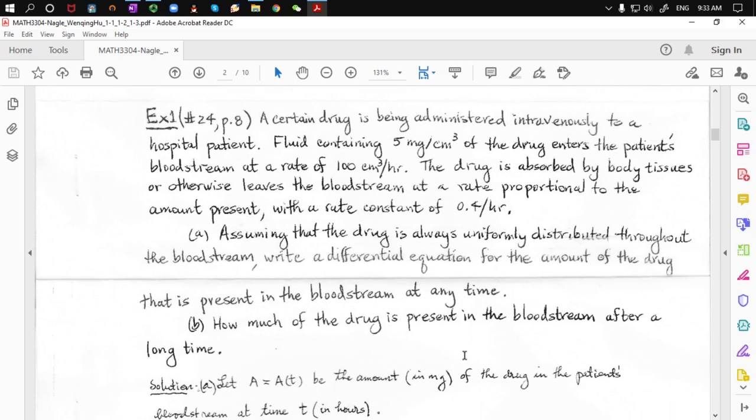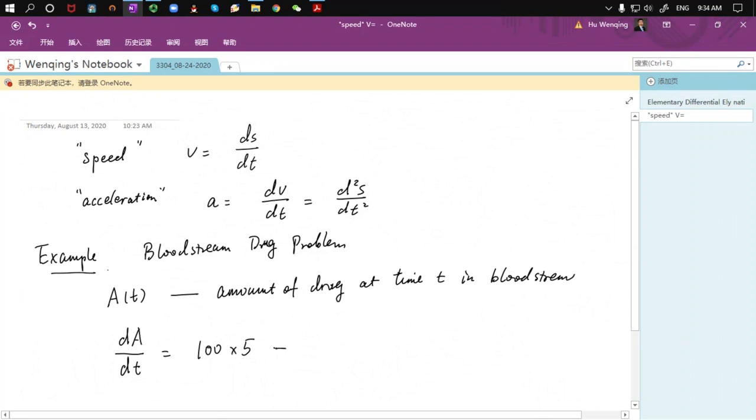What's the net rate of outflow? Well, the outflow says that the body of the patient is going to absorb the drug through the body tissues, right? The rate is proportional to the present amount with a rate constant of 0.4. So first of all, there has to be a minus sign in front of the outflow, because this is the outflow. This characterizes how much drug is being absorbed. So there's a minus sign, and the rate constant is 0.4 multiplied by the amount of drug, A.